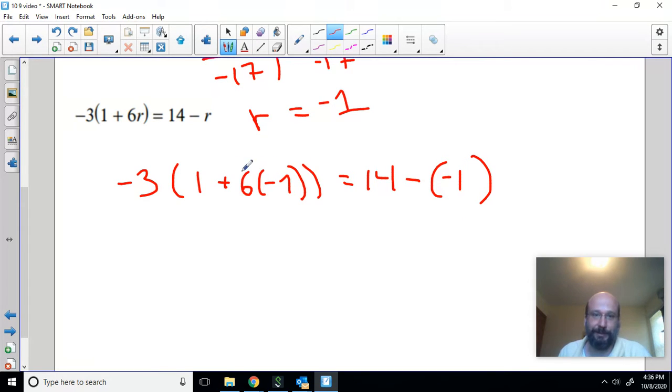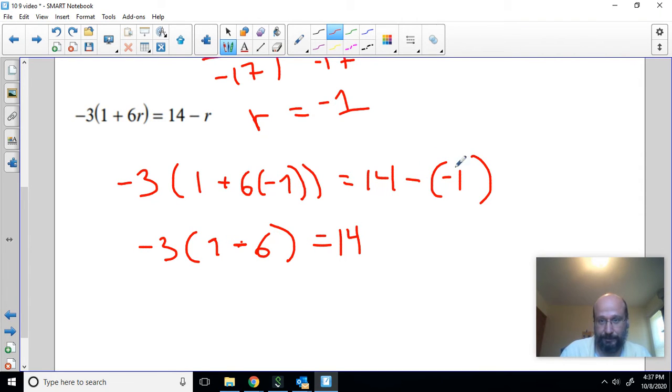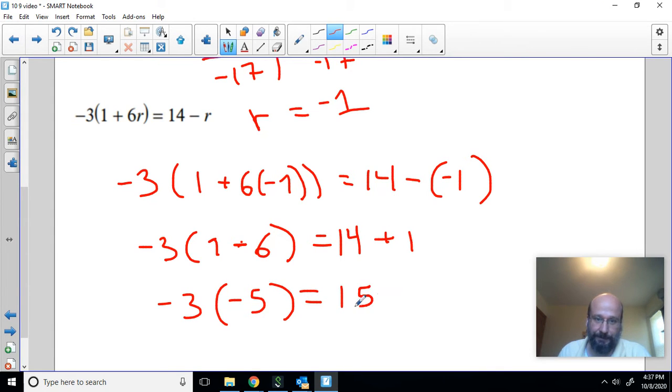So I'm going to take care of this parentheses here first. I'm going to multiply this 6 times -1. So 6 times -1 is -6. And I'm going to take care of this negative and negative next to each other. We know what happens when that happens. You add it to 1. So I'm going to continue with this parentheses. -3, this is 1 minus 6 is -5. And 14 plus 1 is 15.